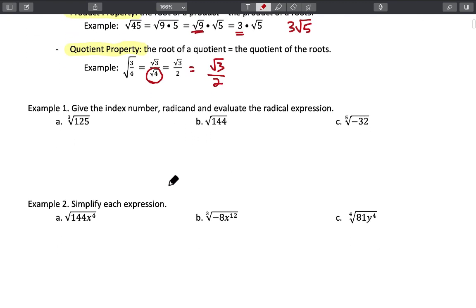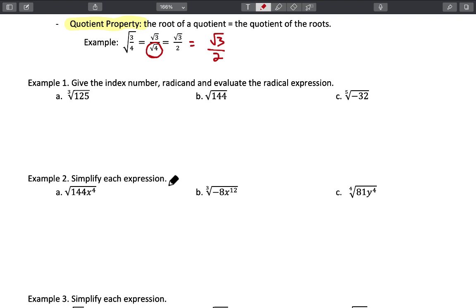In example 1, we want to give the index number, the radicand, and evaluate the radical expressions. Here we have the cube root of 125. Our radicand here is 125, our index number is 3, and when we evaluate the cube root of 125, our solution is 5.